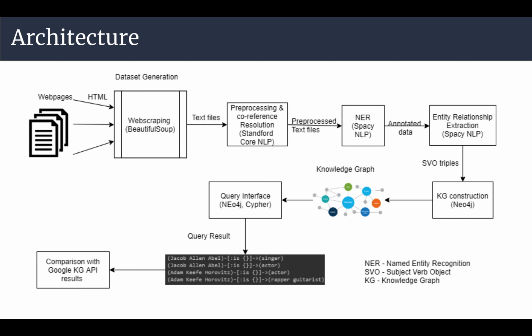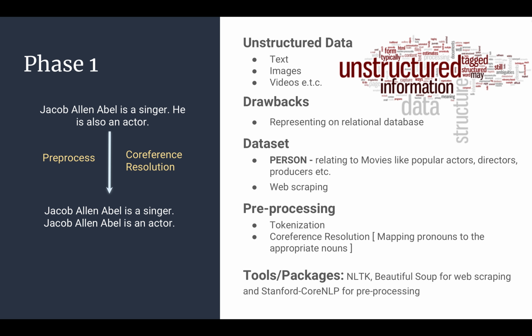Here is the architecture which summarizes all the stages from data extraction to the graph creation and the result comparison. This is the phase 1 of our work. What is unstructured data? Any data which is not organized in a proper manner. This kind of data cannot be saved in the database. Hence, we need to organize it to find the entities and relationships.